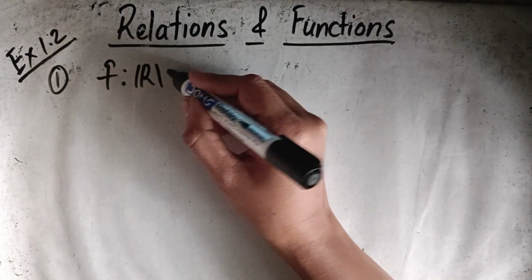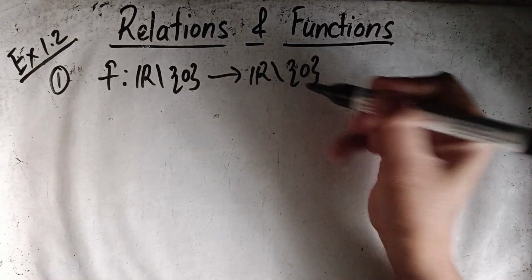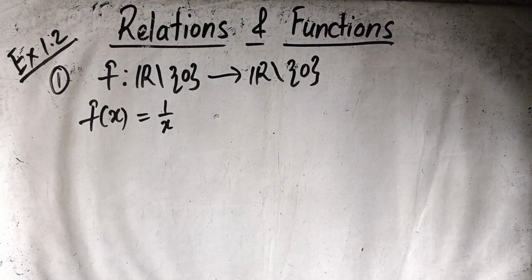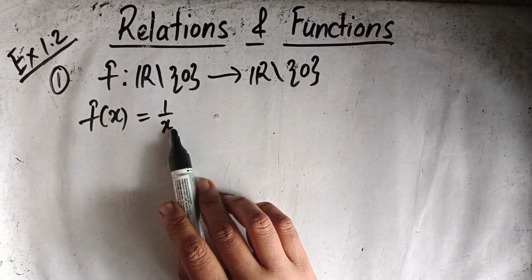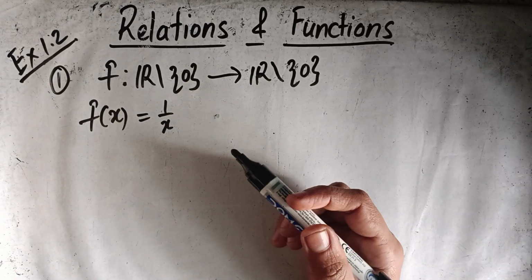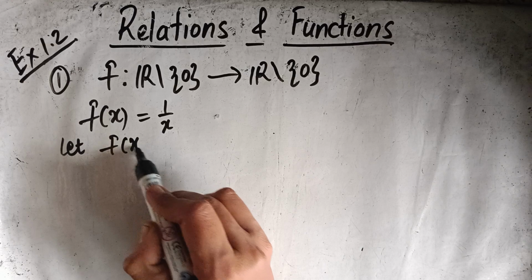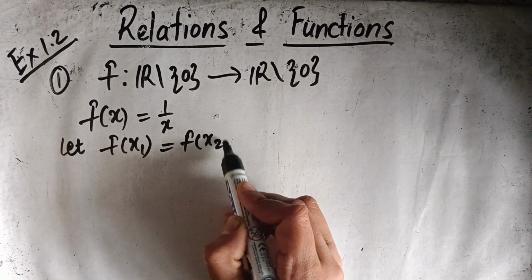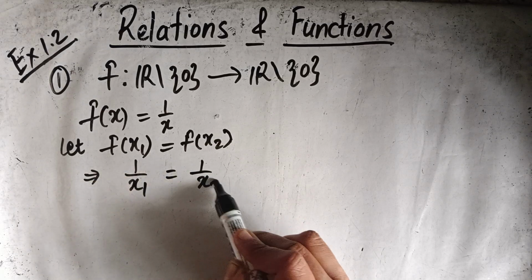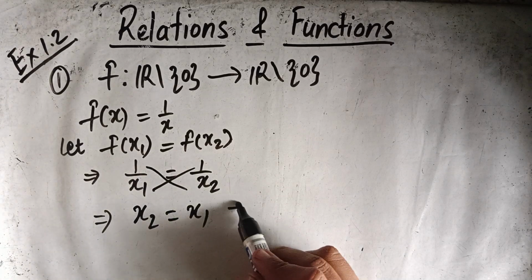I'll write here R minus 0, because they are saying all non-zero numbers, right? Defined by f of x equal to 1 by x. Now they have removed 0, so we will not get infinity, right? 1 upon 0 is infinity. So starting with one-one, let f of x1 is equal to f of x2. So 1 upon x1 is equal to 1 upon x2. So multiplying, you will get x2 equal to x1. So this is one-one.